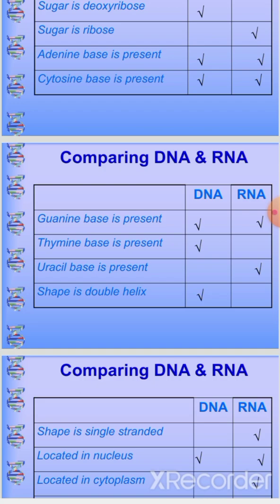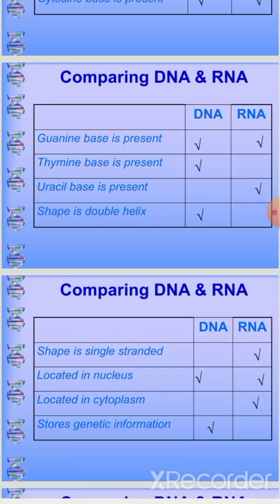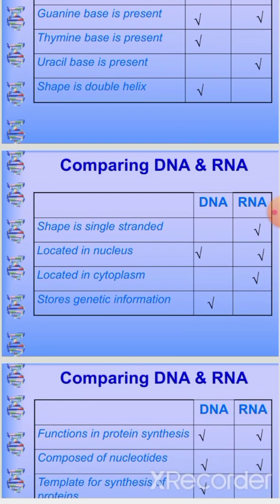Guanine base is present in DNA and RNA also. Thymine base is present in DNA, not in RNA. Uracil base is present in RNA, not in DNA. Shape is double helix in DNA, not in RNA. Shape is single-stranded in RNA. Located in the nucleus: both DNA and RNA. Located in the cytoplasm: RNA, not DNA.